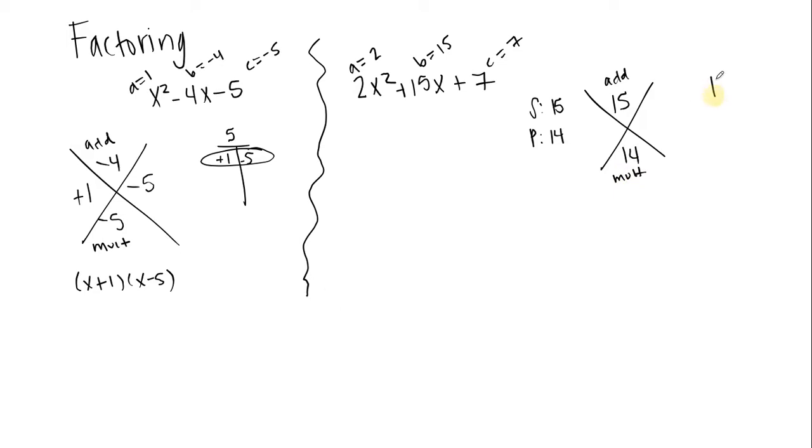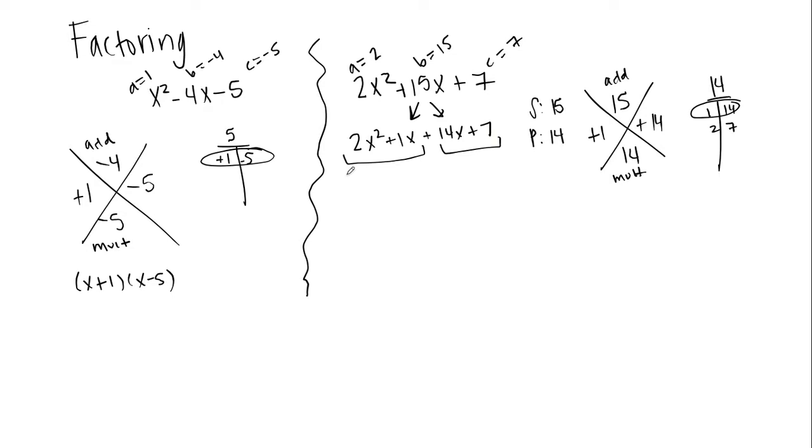So we like to list out our factors of the product. 1 and 14, 2 and 7. Well, if it's going to add to give me +15, I know it must be +1 and +14. So from here, I'm going to split my middle term. And again, it doesn't matter what order you put it in, you will always get the same answer. And then I'm going to group my 2.